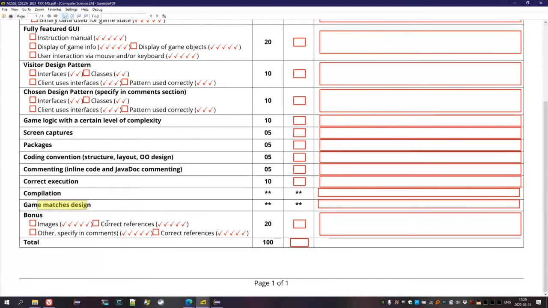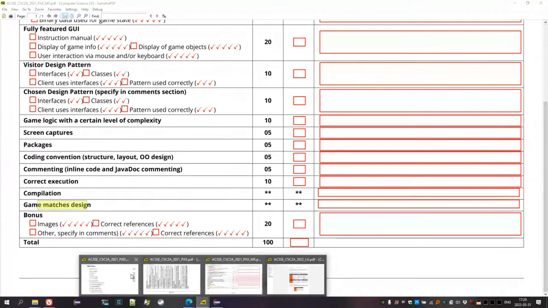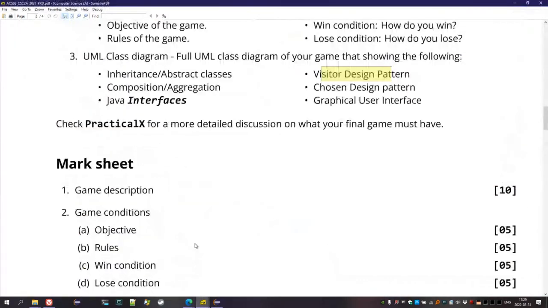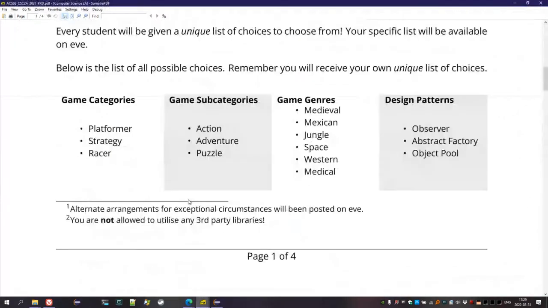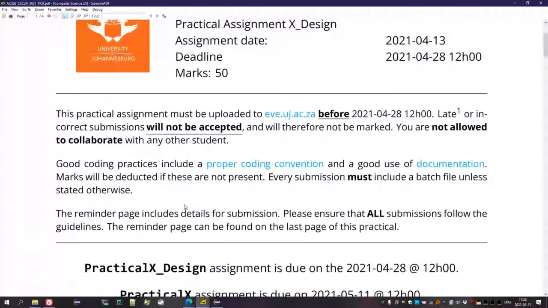Now, there have been over the years some very interesting games created. I'm not going to show them to you because I did that one year and everybody tried to copy that one project. So rather you try on your own to do whatever you need to do. So that is essentially what Practical X is all about. Designing something and then actually delivering on that design.